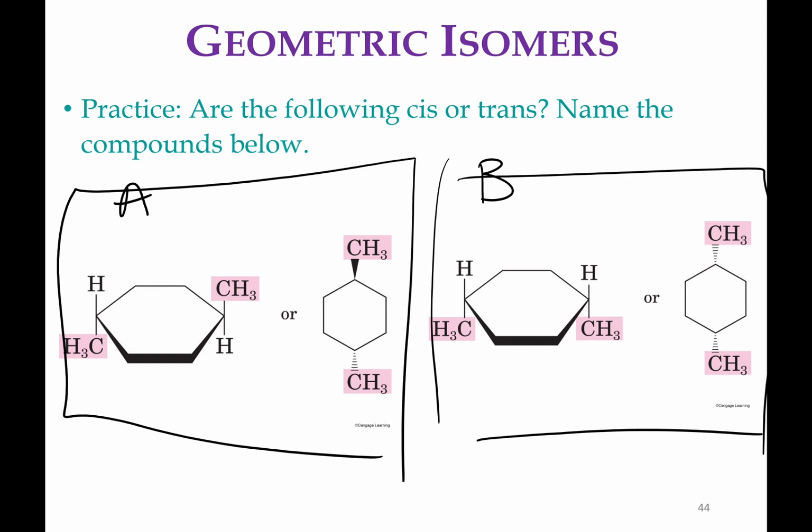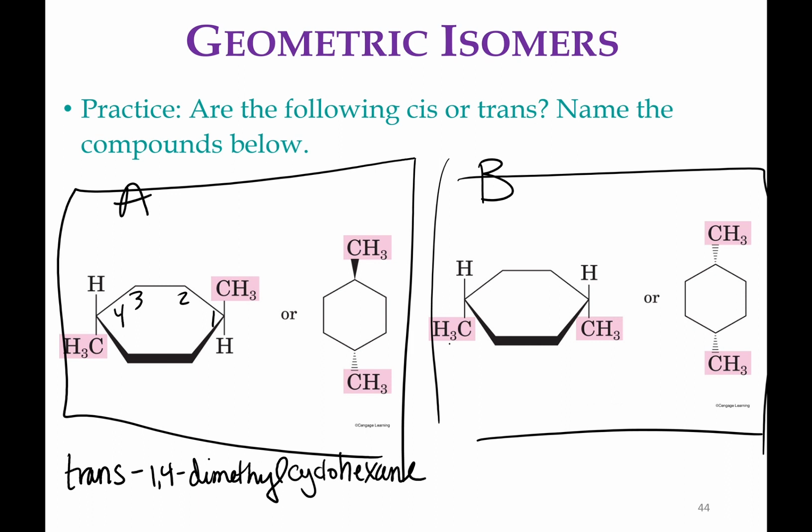So we have obviously trans. So we start with trans-1,4-dimethylcyclohexane. And here we have cis-1,4-dimethylcyclohexane.